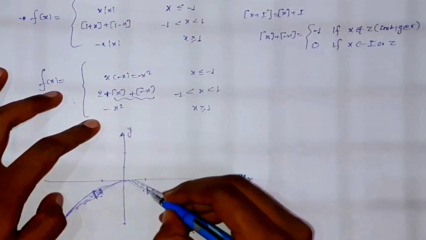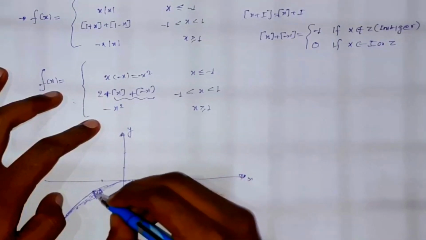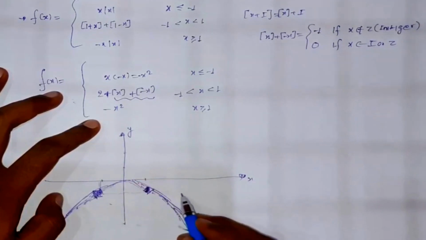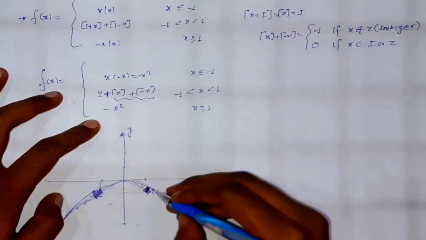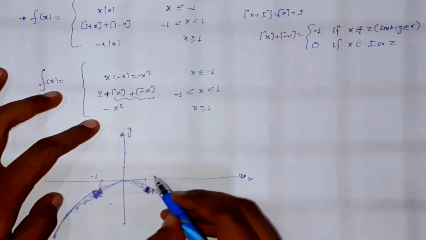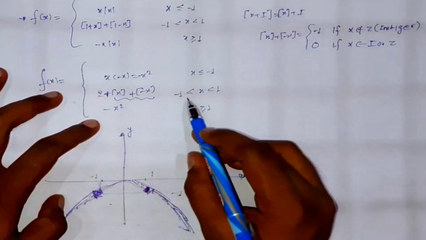Here 1 is included. Okay, so we need to add the point, not an arrow. So here the value of this will be minus 1. So the graph is for x less than minus 1 and greater than 1. It will be this portion, this portion. Now we will go for minus 1 to 1.